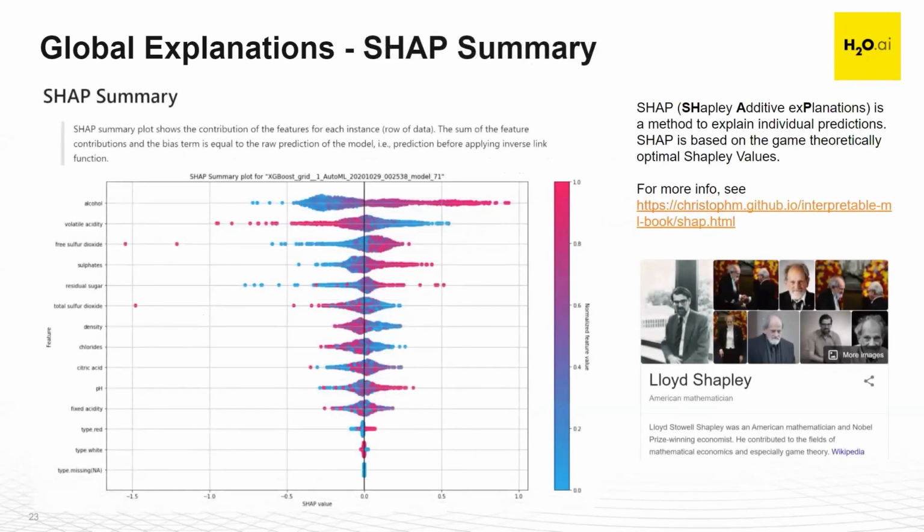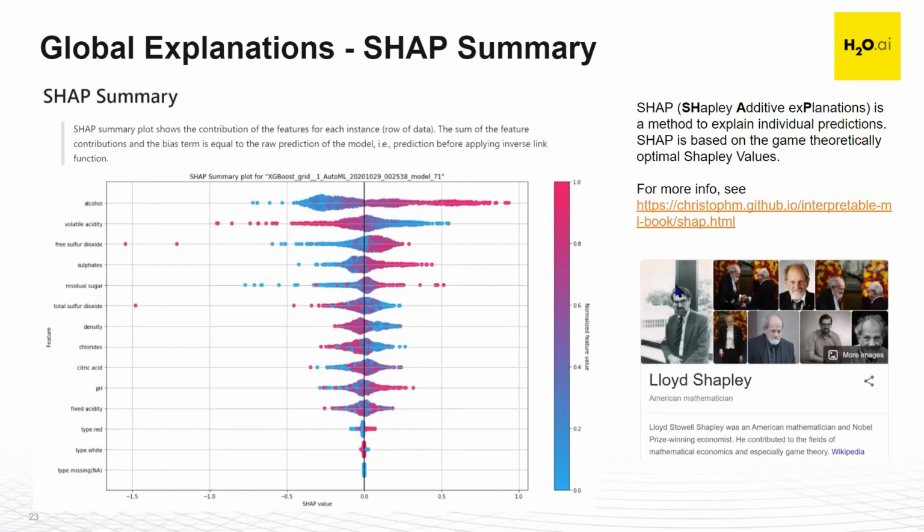So now this one is really, really important, because this is called the SHAP summary, and SHAP is the actual name of the SHAP value here. It stands for SHapley Additive exPlanations. This is based on the optimal Shapley values from game theory, and this is very robust. You can see more info from this book here.